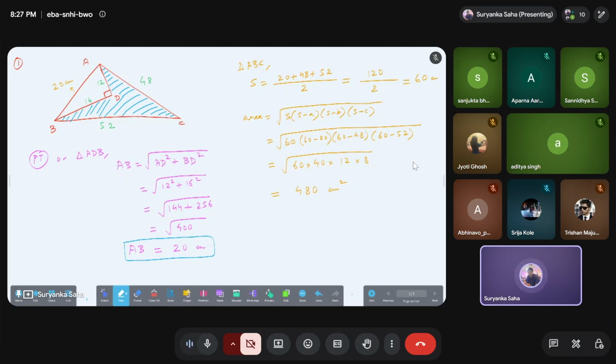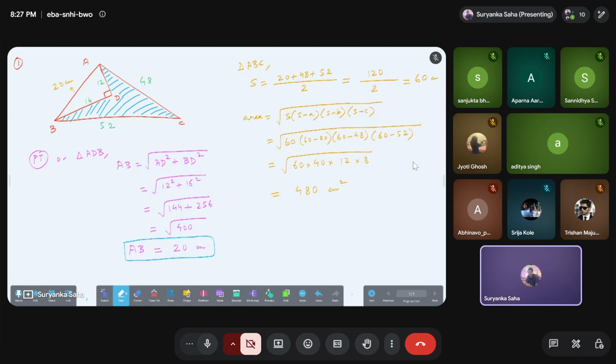Now if you have understood, tell me. You should ask me. Is it coming? 60, 40, 12, 8. If you do the square root, you factorize all of them separately. Don't multiply. You do not multiply 60, 40 and 12. Factorize them separately. Sir, 240. 240 is coming. Are you sure? Others please check.